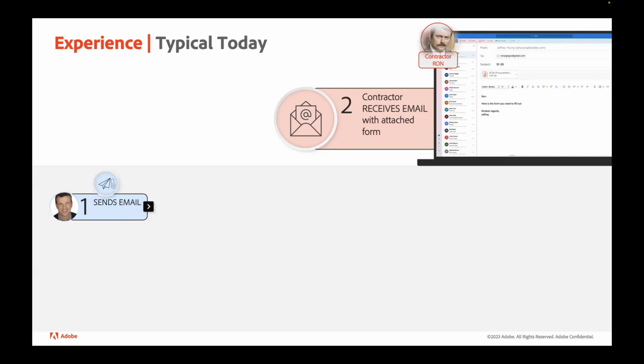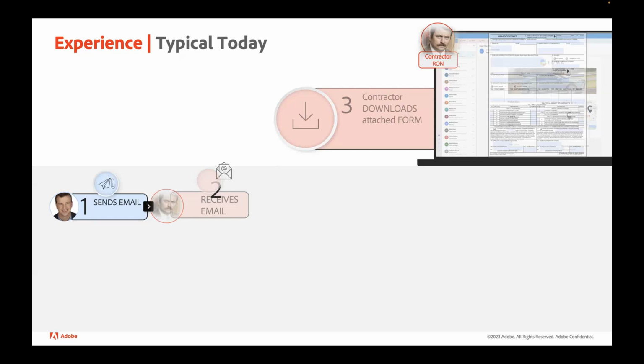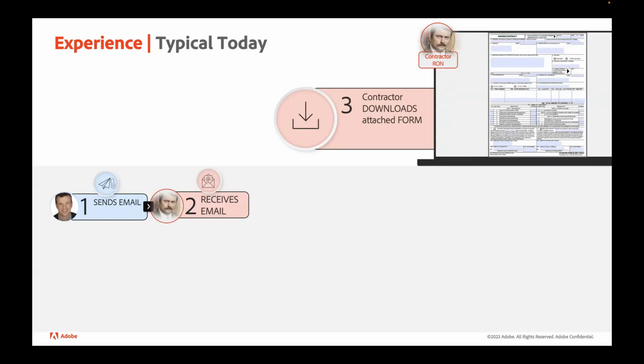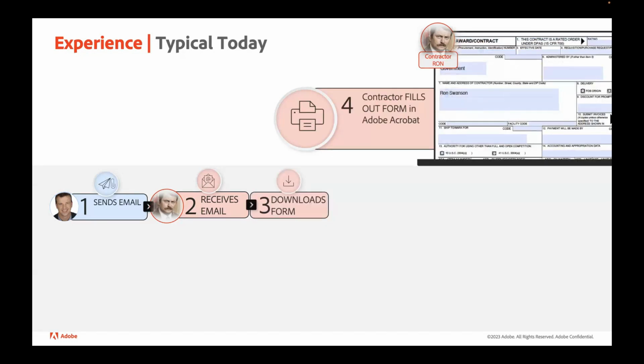And so they would receive an email with the form attachment. After that email, they would then download that form from the email, so that way they can open it in say Acrobat or Reader. And then they fill out that form. Hopefully it's got some field level validations. Hopefully it's got some dynamic behavior, but sometimes they're pretty flat, and they fill it out.